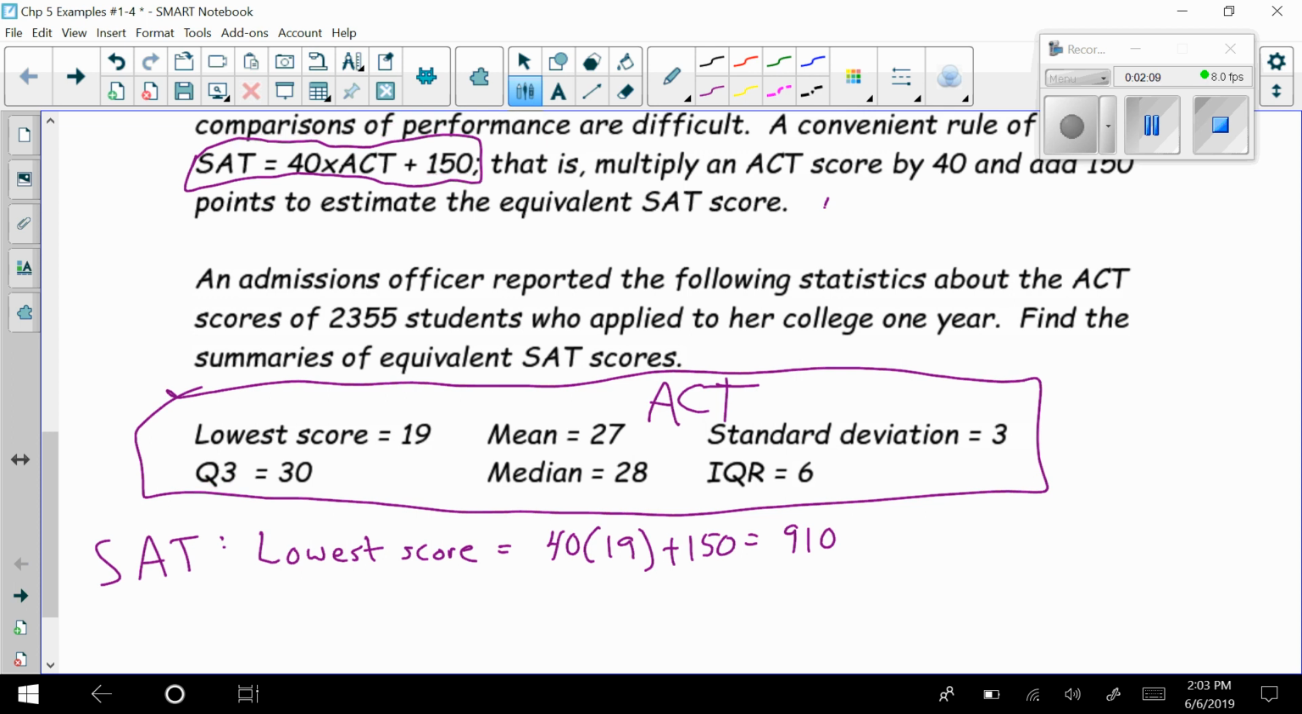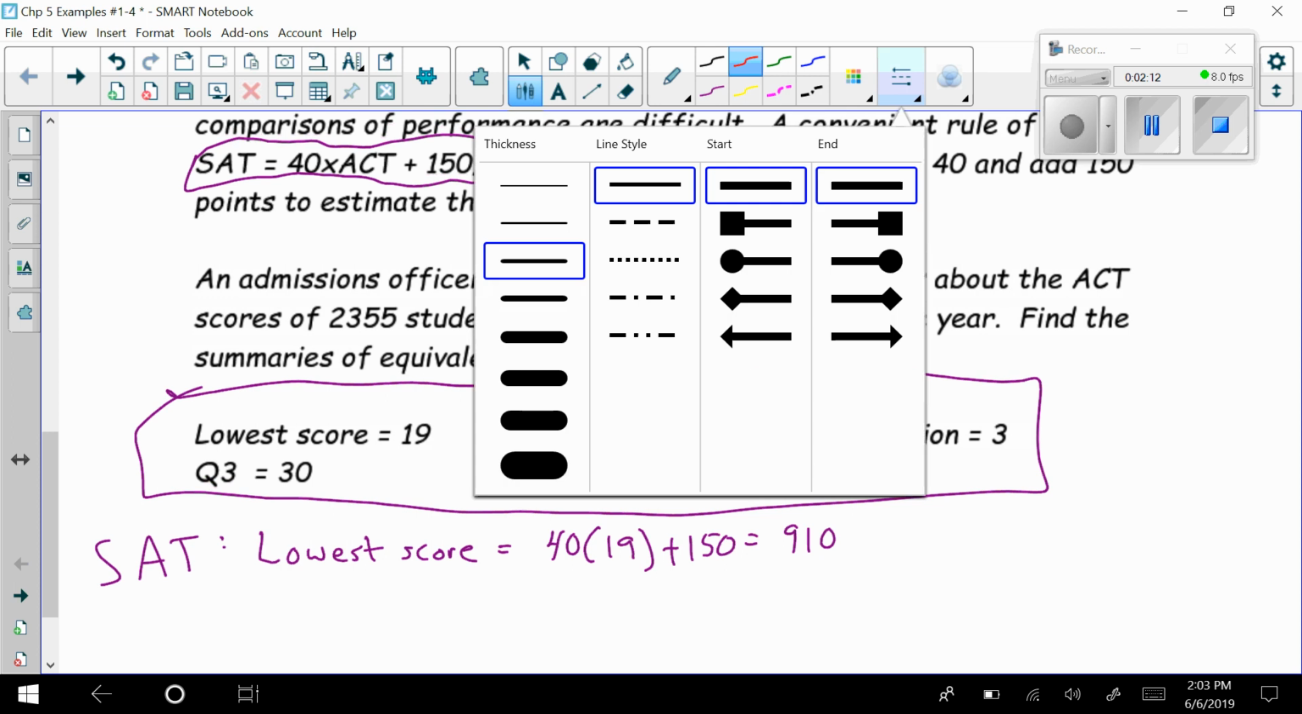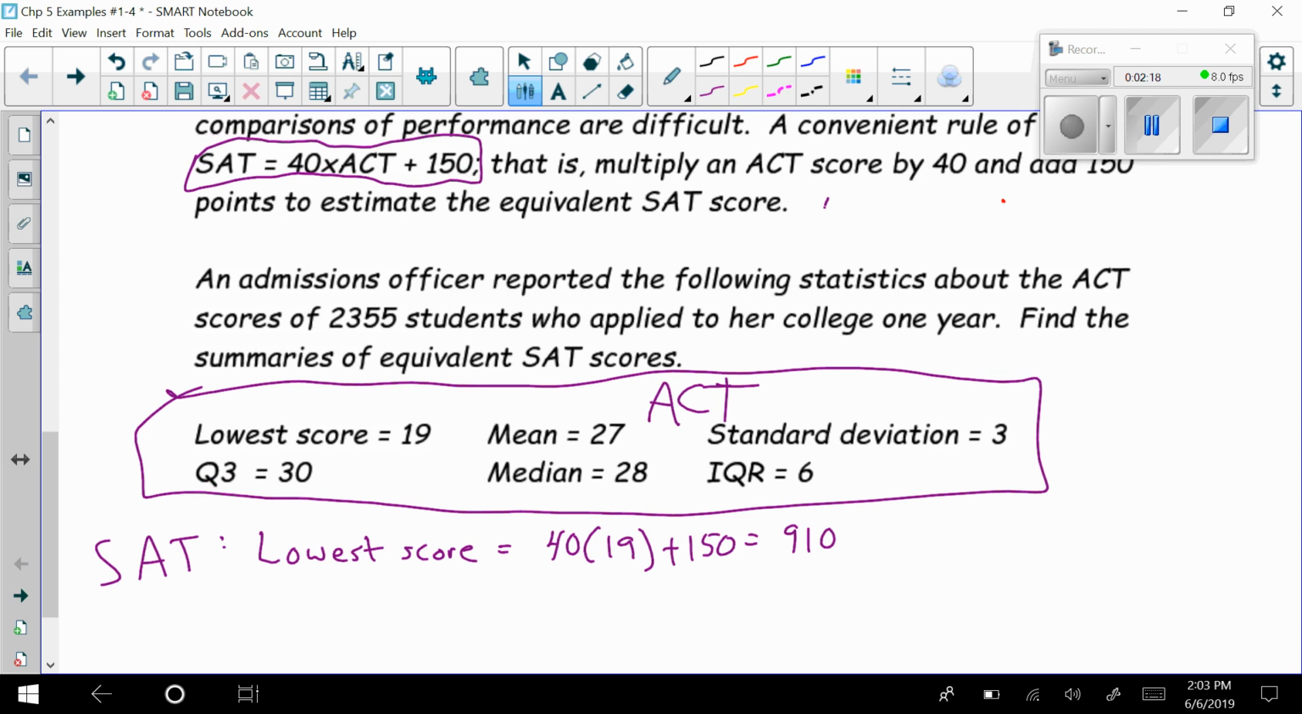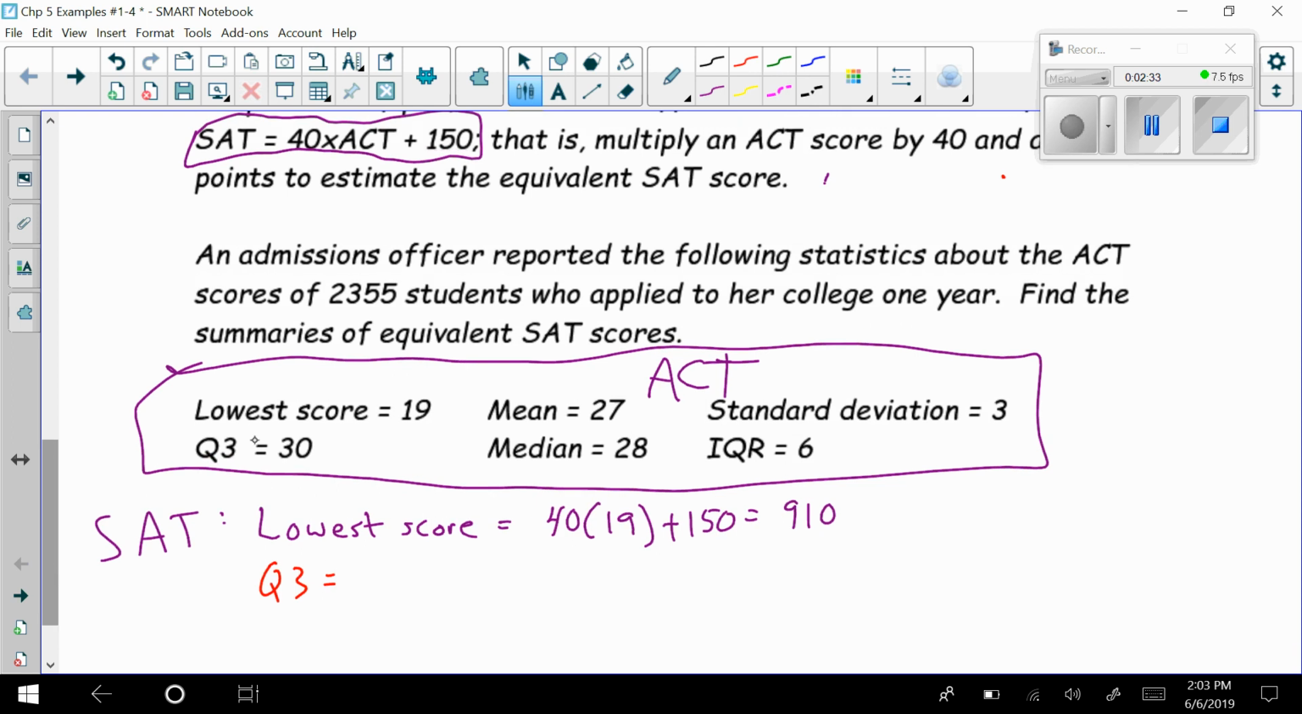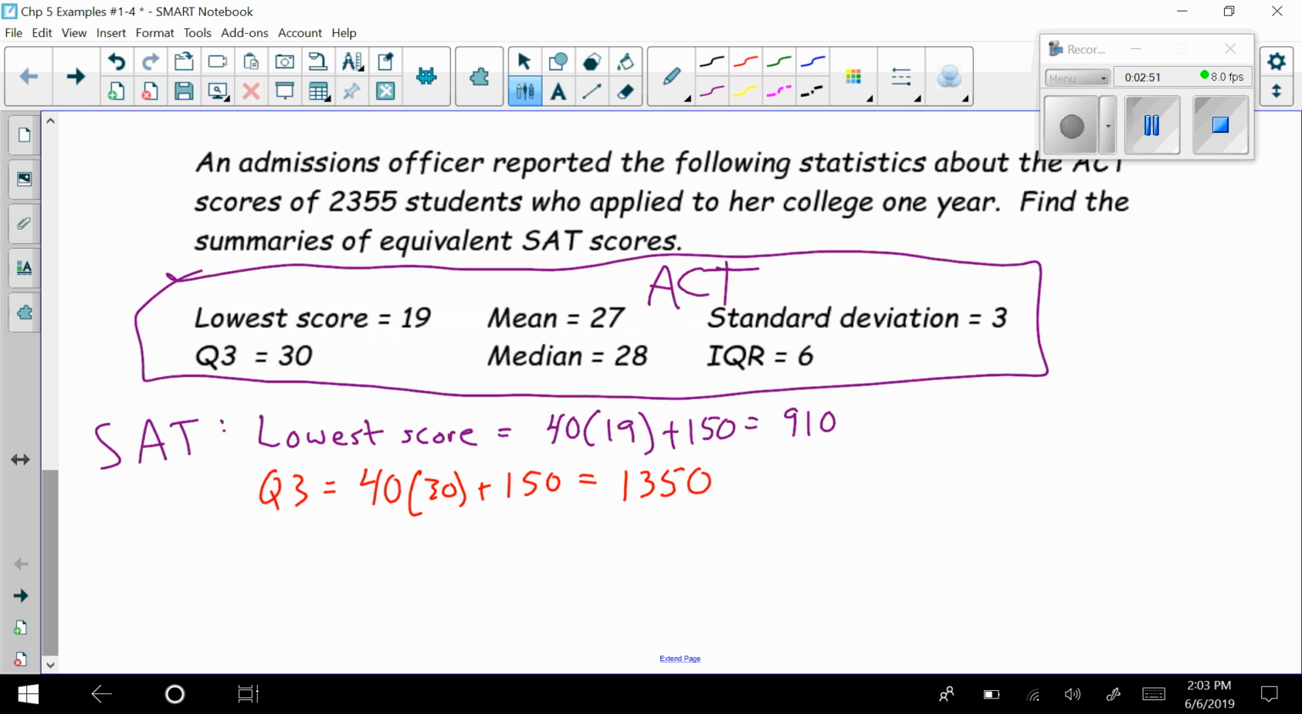Okay. Next, we see this Q3, right? Here I could get a different color. Let's get some red going on here. So Q3, well, this is a measure, again, of location. Okay, this is a measure of location. It is not a measure of central tendency. It is not a measure of dispersion. It's a location measure. So Q3 is, again, going to be affected by the 40 and the 150. So we set up our equation here. We multiply it out. This shouldn't be too bad. That's 1350. Okay. Just moving right along.